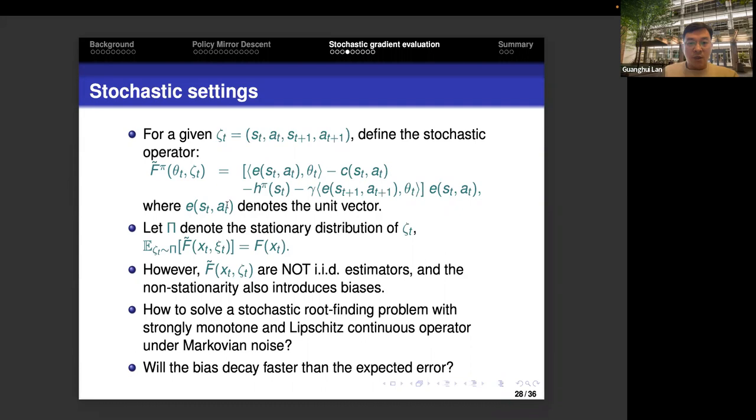Another difficulty is that even though you have an unbiased estimator, it is not IID, not an independent identically distributed estimator. So we will need to utilize the convergence properties of the Markov process in order to analyze the convergence of the root finding algorithm.